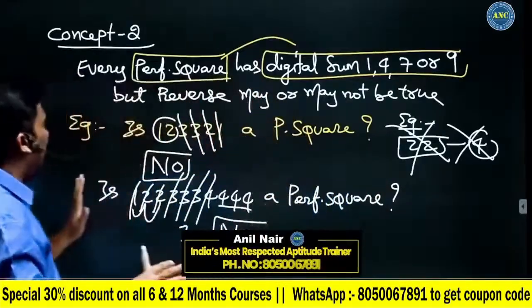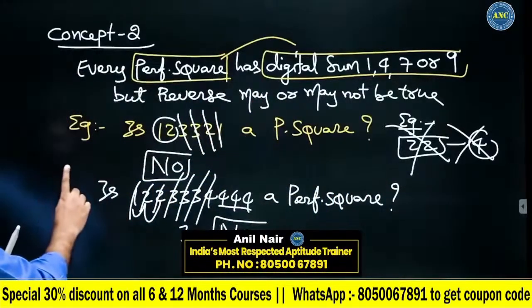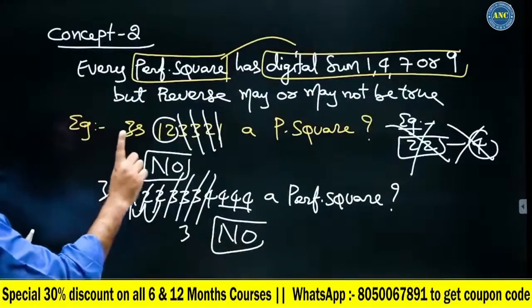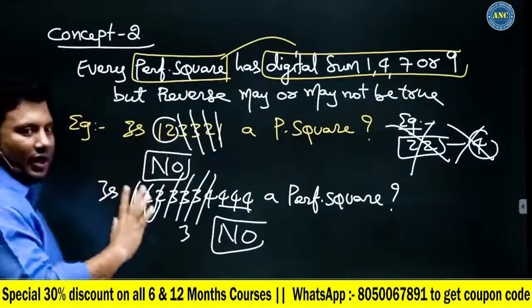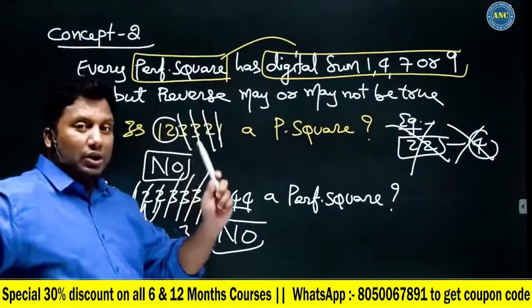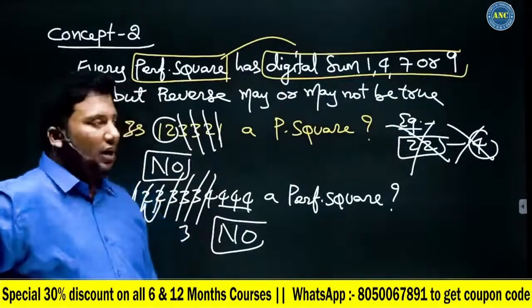Is this idea clear? Every perfect square has a digital sum of 1, 4, 7 or 9. But vice versa may or may not be true.